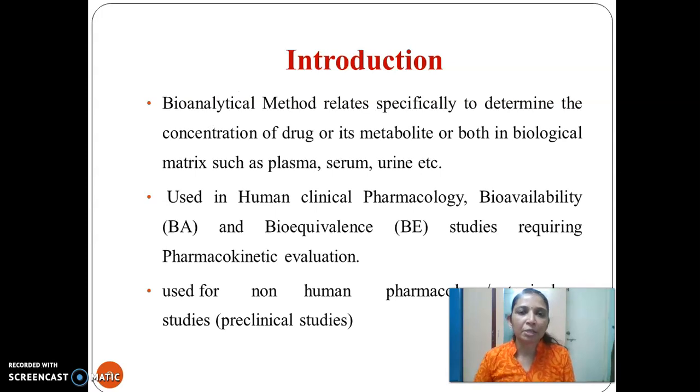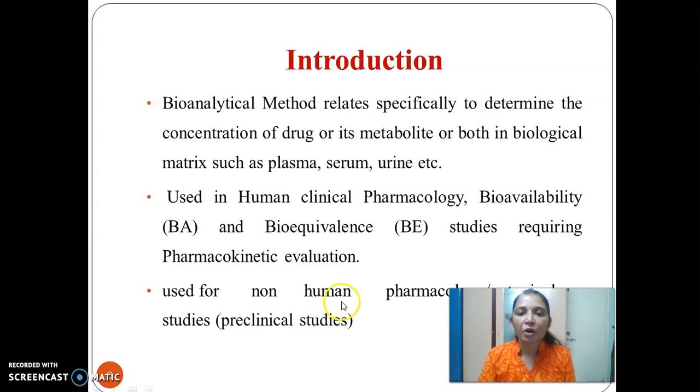So, what is a bioanalytical method? A bioanalytical method is used to determine the concentration of a drug or its metabolite or both in a biological matrix such as plasma, serum, urine, or any other biological fluid. It is used in human clinical pharmacology, bioavailability, and bioequivalence studies. Also, it is required for pharmacokinetic evaluation. It is used for non-human pharmacology or toxicology, that is, preclinical studies.